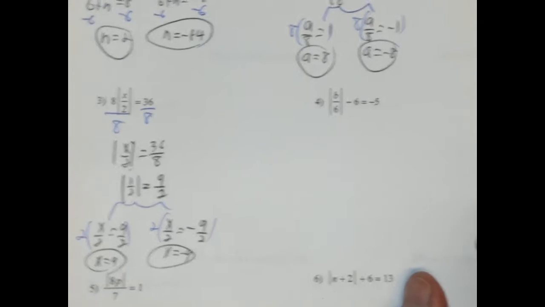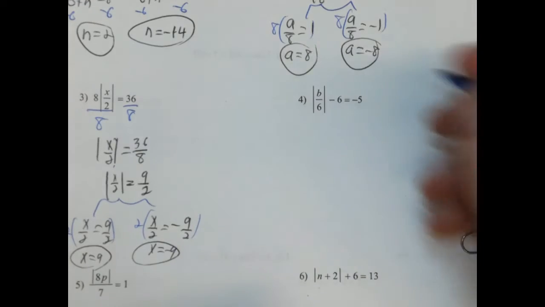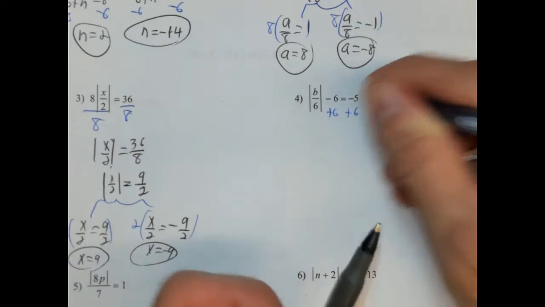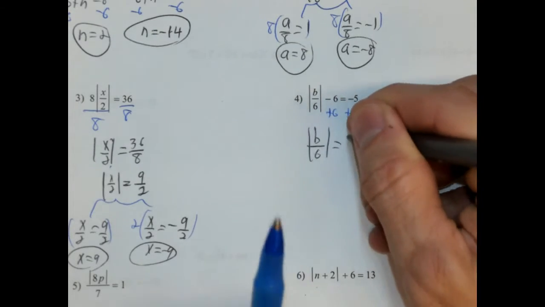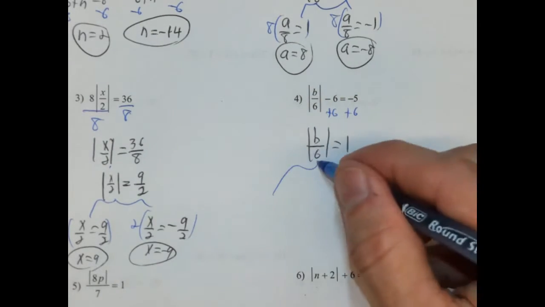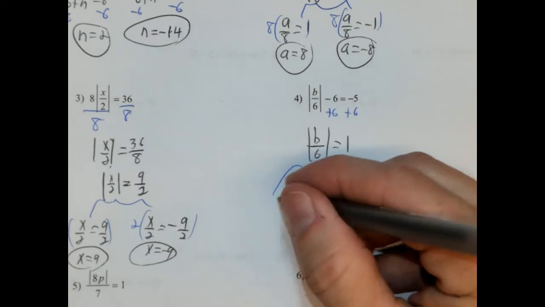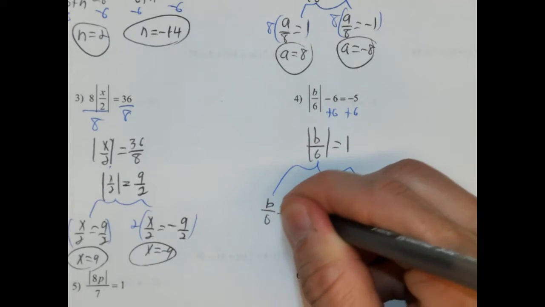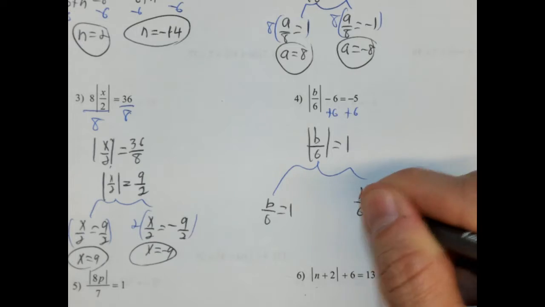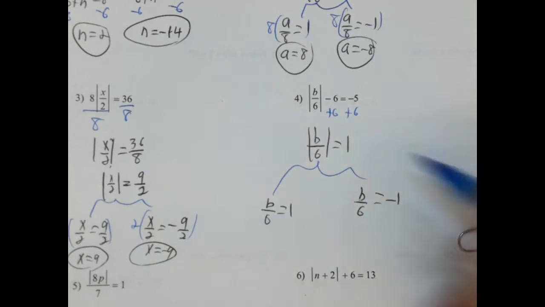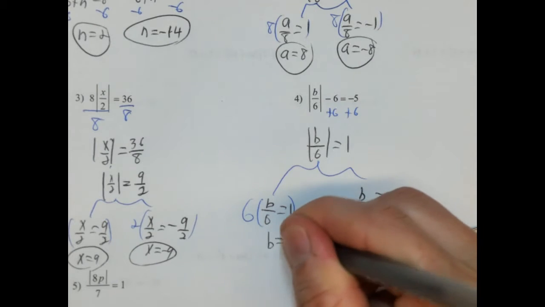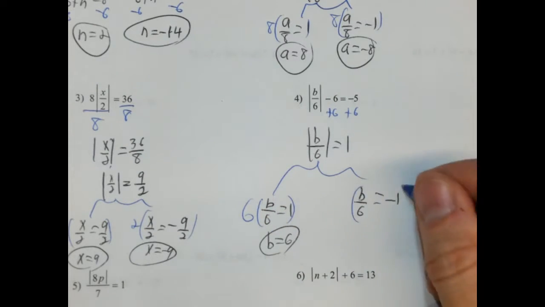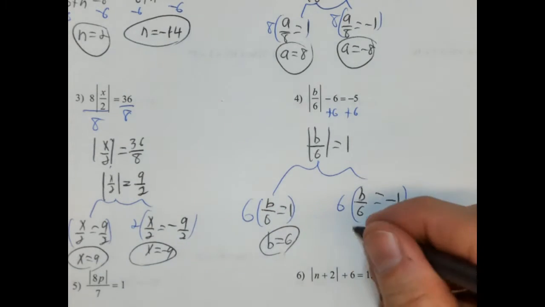Okay, how about right here? We're going to add 6 to both sides. So we're going to have absolute value of b over 6 is equal to 1. Going to split this and rewrite it. So b over 6 is equal to 1. b over 6 is equal to negative 1. Multiply both sides by 6. b is equal to 6, and b is equal to negative 6.